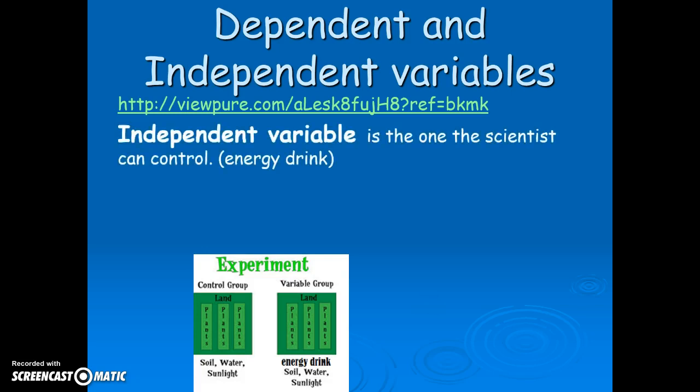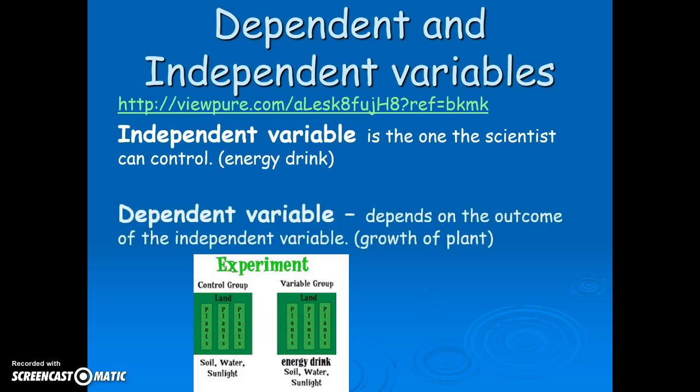And in that video, you should have seen that independent variable is the one that the scientists can control. So in that video, it was the energy drink is the independent variable. The dependent variable in that clip was the outcome, the growth of the plant. Did the energy drink, the independent variable, affect the growth of the plant, which the growth of the plant would be the dependent variable.